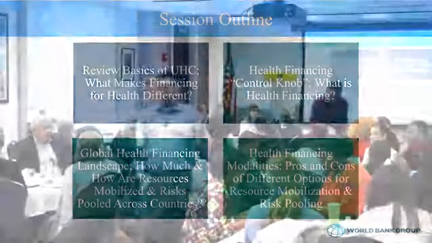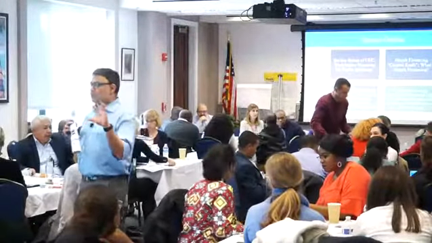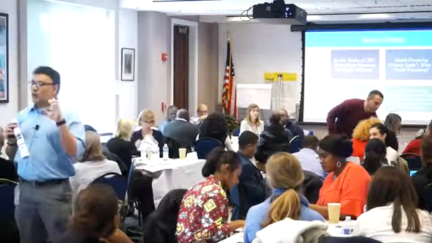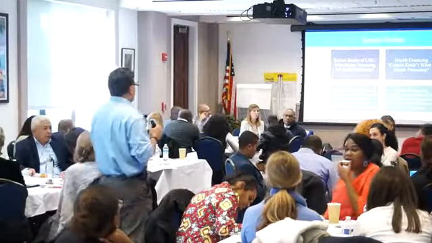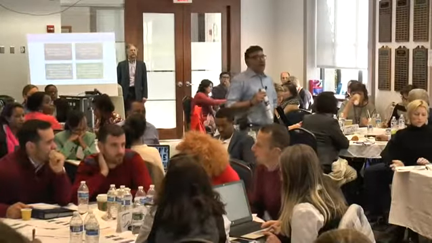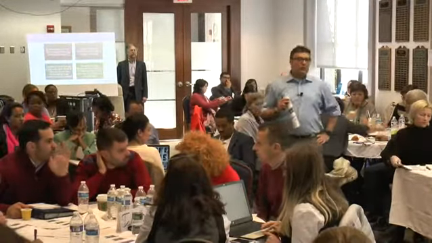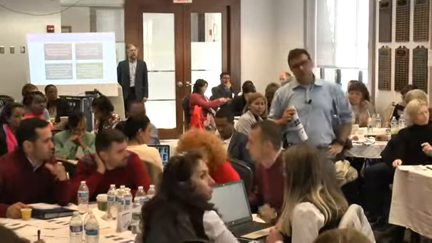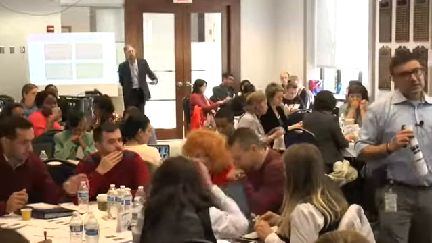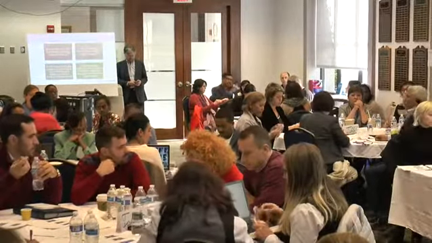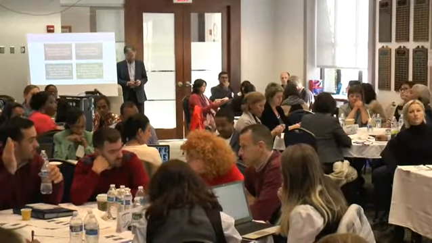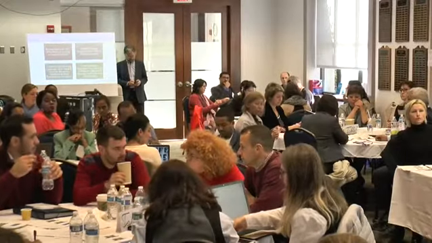Then talk a little bit about the health financing control knob. You heard about the overall framework of using control knobs. Here, basically, we'll hone in on one of the specific control knobs. We'll take a tour of the world, looking at the global health financing landscape, how and how much resources are mobilized, and how risks are pooled across countries. And finally, we'll have more of a discussion session where we look at different health financing modalities and look at the pros and cons of different options for resource mobilization and risk pooling.